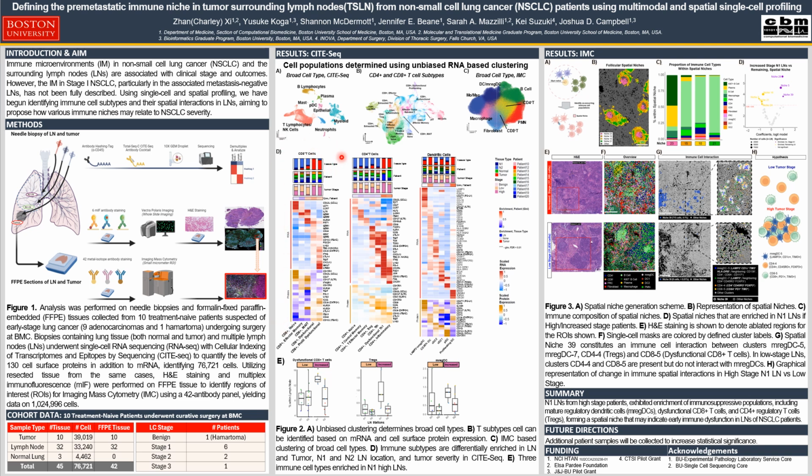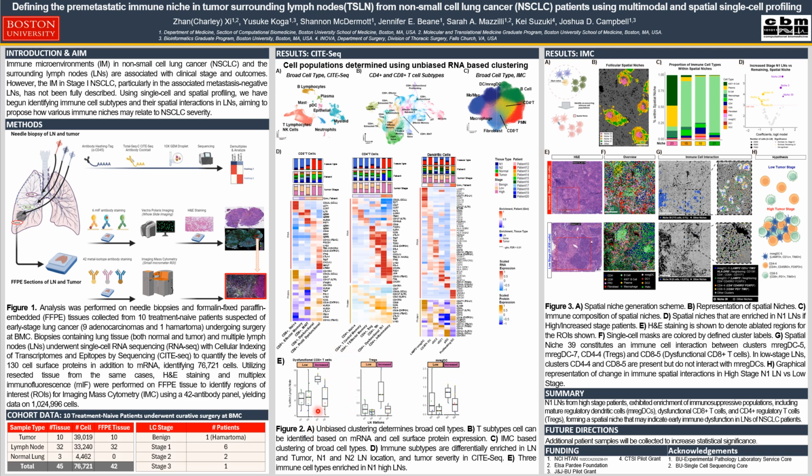One interesting thing is that within the dysfunctional CD8 T cells, we can see the majority of them are in the tumor, but we can also see that some of them are also in the lymph node, which is interesting. So we wonder if these originate from the lymph node or if they exited the tumors and traveled to the lymph node. Another interesting cell population that I want to show here is the mreg DCs and the Tregs.